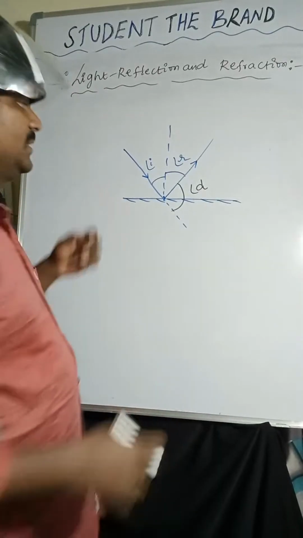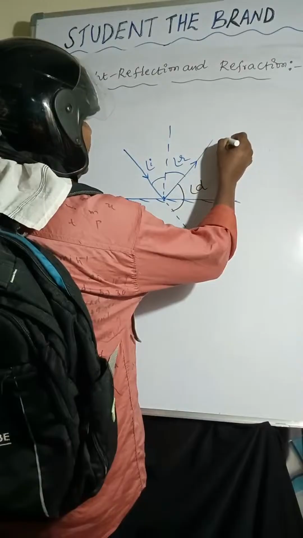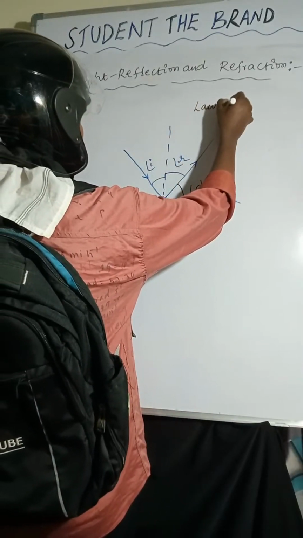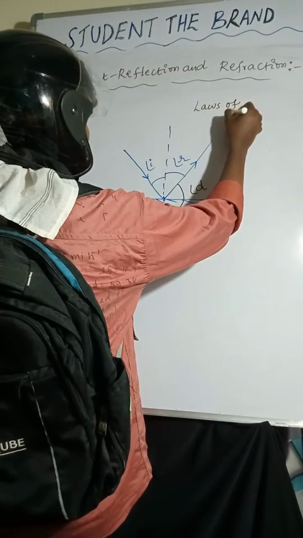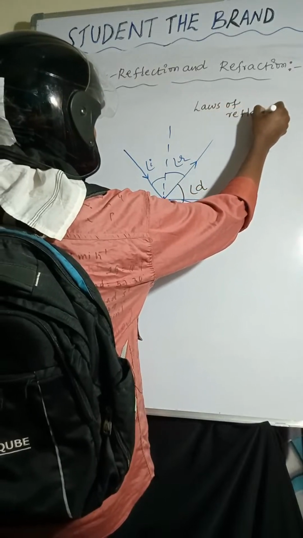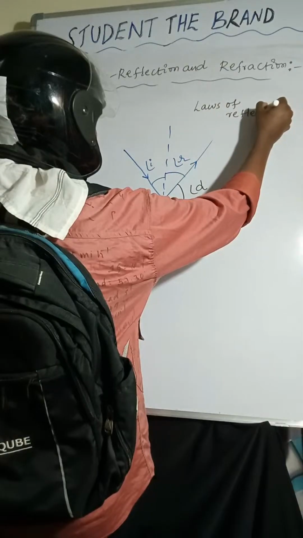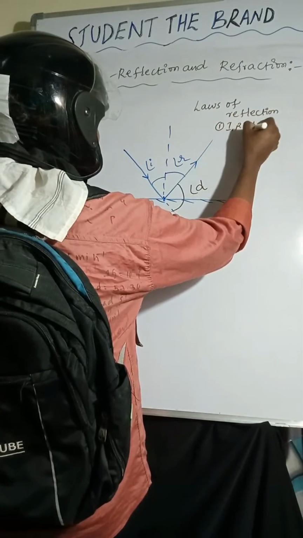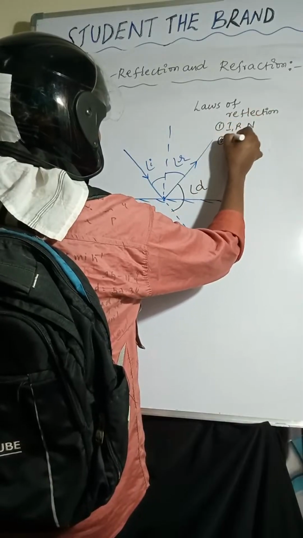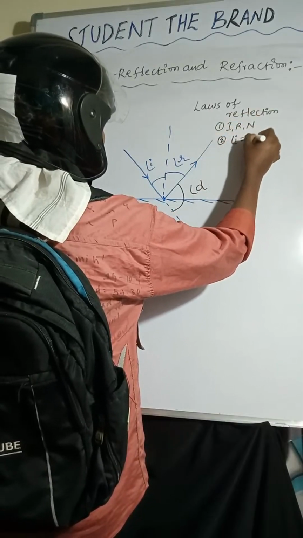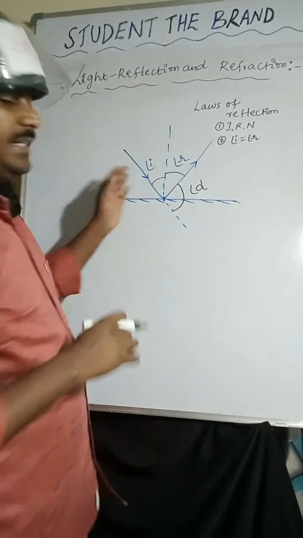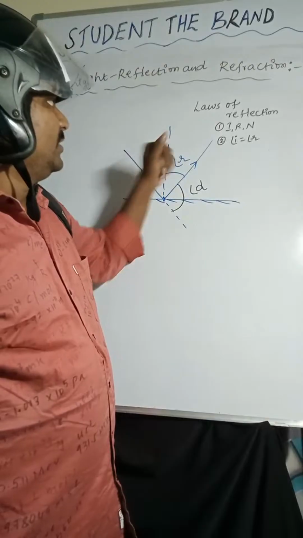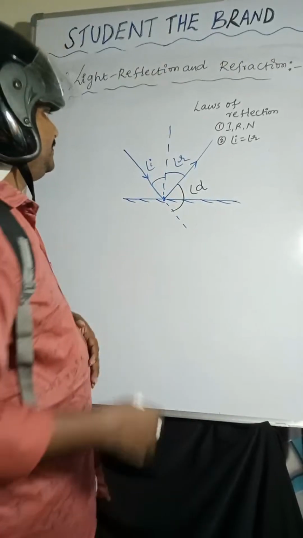Angle of deviation is nothing but loss of reflection. First one: incident ray, reflected ray, and normal line lie in the same plane. And second one: angle of incidence is equal to angle of reflection.